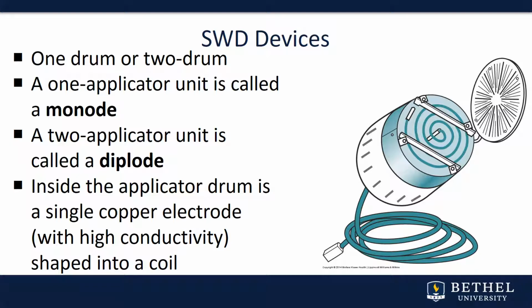There are 2 types of drums or applicators. If you have 1 applicator, then we call that a monode. And if you have 2 applicators or 2 of these drums, it's called a diplode. And in both of those, again, is that single copper electrode wiring.